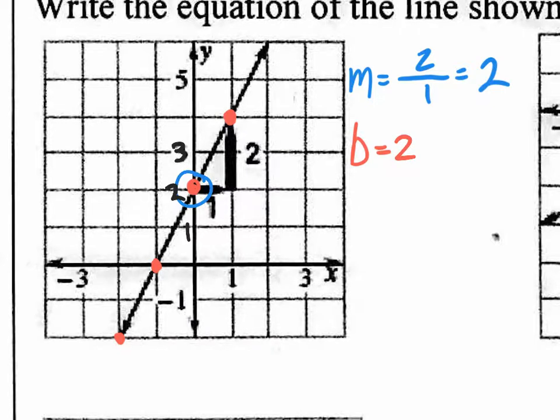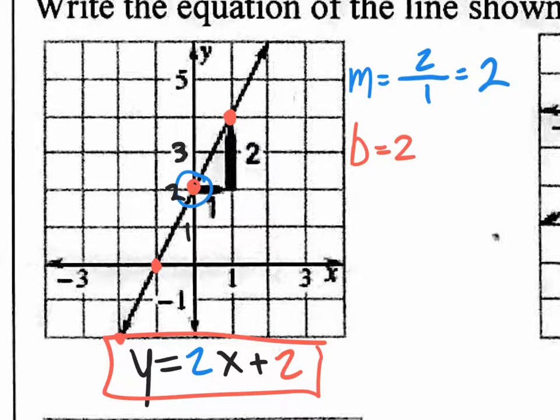So if you have the m and you have the b, then you could write your slope-intercept form equation. y equals 2x plus 2. And that is a slope-intercept form equation of the line that you see here. Okay. If you were to make an input-output table for this equation, you would get this exact graph. Or if you graph this equation, it crosses at 2, and you go from that point up 2 over 1. So from 2 up 2 over 1, draw your line, that's it.